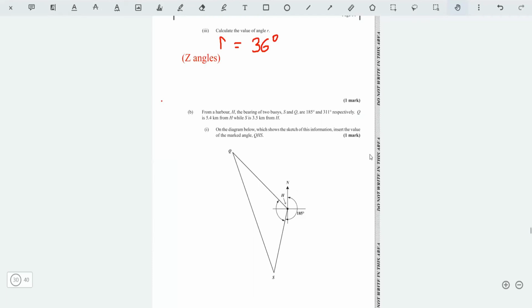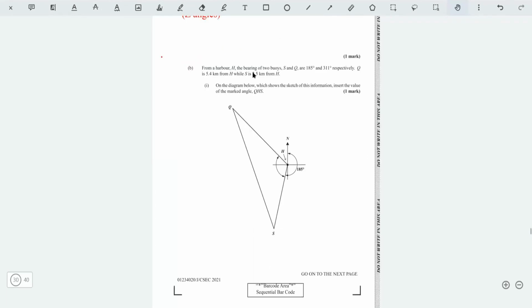Part B says, from a harbor H, the bearing of two buoys, S and Q, are 185 and 311 degrees respectively. And that's the bearing from H. Q is 5.4 from H. Somebody else want to put that on the diagram. Q is 5.4 from H, so QH is 5.4 kilometers. I just like to put it on the diagram so it's there. And then S is 3.5 from H, so this is 3.5, just to put it on the diagram so it is there.